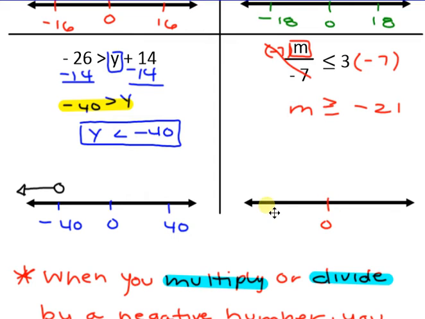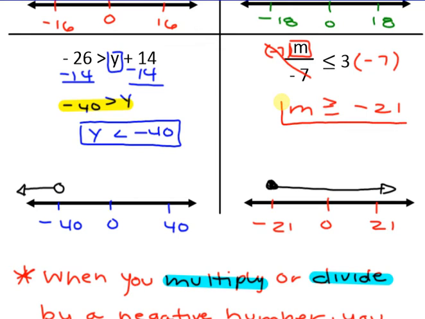And then we simply graph as we normally would with the new sign. So closed circle over the negative 21, arrow going to the right. And this right here is my final answer. And I realize that that looks like a shark's tooth, so let me fix that. It's a greater than or equal to sign. Okay? And we're going to do more examples of that.